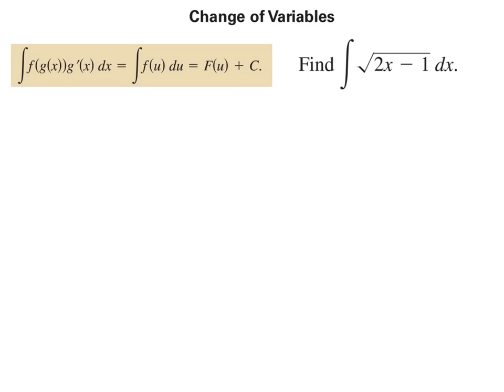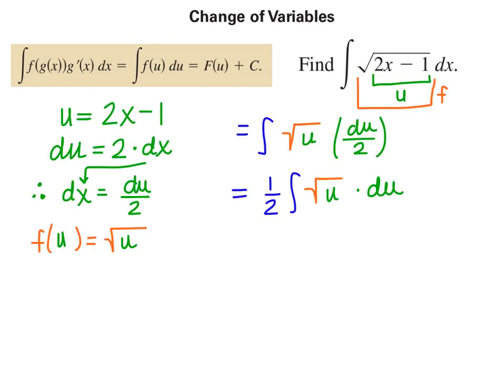Let's first start with this integral of the square root of 2x minus 1 dx. I noticed that this is a function within a function, so I can define u as this 2x minus 1. And I also see that the f function is the square root of u. Something else you can consider here, because you're going to need to work in terms of du, is that dx needs to be replaced with something in terms of u.